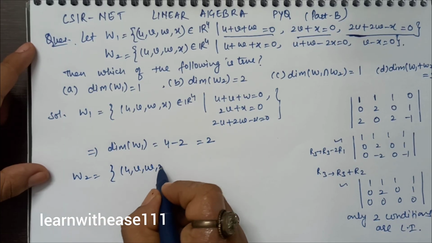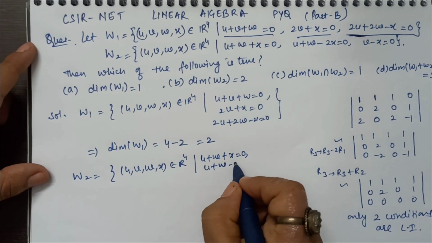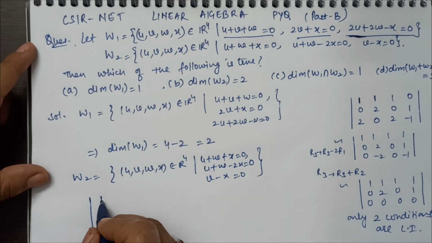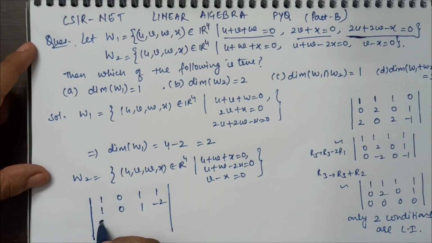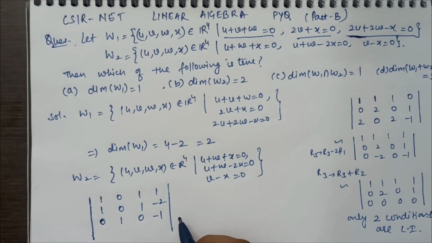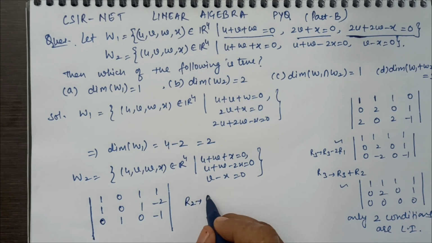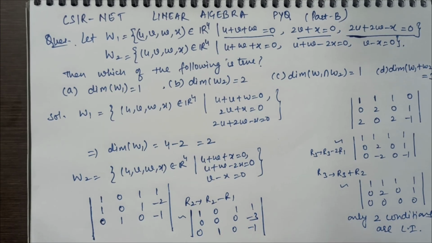Checking dimension of W2 in a similar manner. Writing the conditions first. Writing the matrix in the coefficient form: 1 0 1 1, 1 0 1 minus 2, 0 1 0 minus 1. Reducing it into row echelon form, R2 tends to R2 minus R1 first. The change will be in R2 only. Now I can just interchange R2 and R3, but still I'll be getting 3 independent rows for sure.